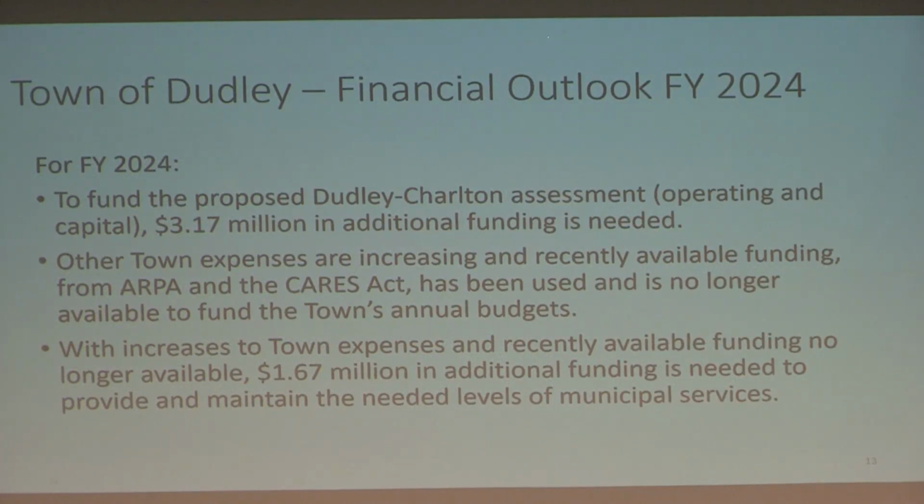So now at this portion of the presentation, we're transitioning more to the town of Dudley and focusing on those finances. So a financial outlook for FY24. We've already talked about the Dudley Charlton assessment and how that was calculated for FY24. In order to fund it, and when we say it, we're talking about both operating and capital, the complete assessment, $3.17 million in additional funding is needed. Other town expenses are increasing, and recently available funding from ARPA and the CARES Act has been used and is no longer available to fund the town's annual budgets. With increases to town expenses and recently available funding no longer available, $1.67 million in additional funding is needed to provide and maintain the needed levels of municipal services.